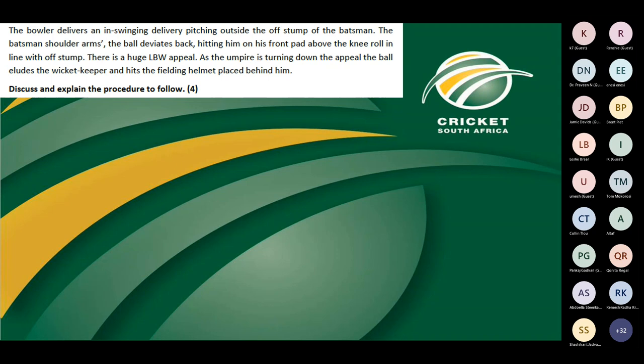Am I audible, sir? Yes, loud and clear, Varun. Yeah, sir, after the umpire has turned down the appeal for LBW, the ball has gone to the wicketkeeper and then hits the fielding helmet placed behind him. So in this case the ball automatically becomes dead and 5 penalty runs are awarded to the batting side, irrespective of the run being taken or not.